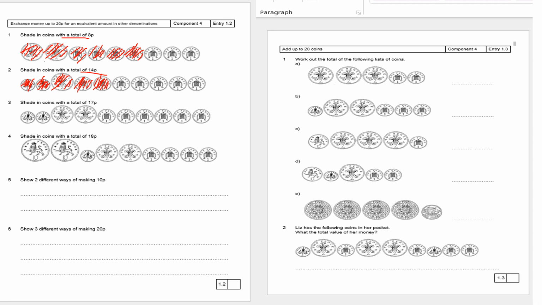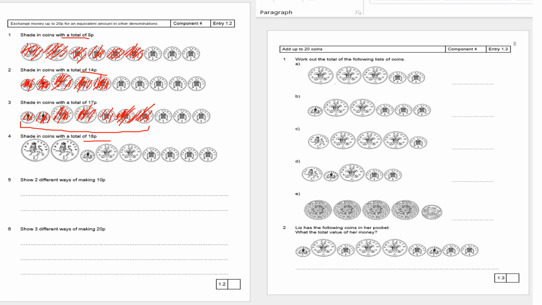Question number 3, shading the coins with a total of 17p. You've got 5p, that's going to be 10p, 12p, 14p, 15, 16, and 17. Sorry, it has gone outside the circle there. So it's all these coins here that I've shaded in.